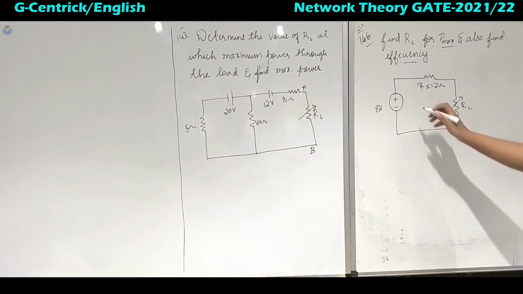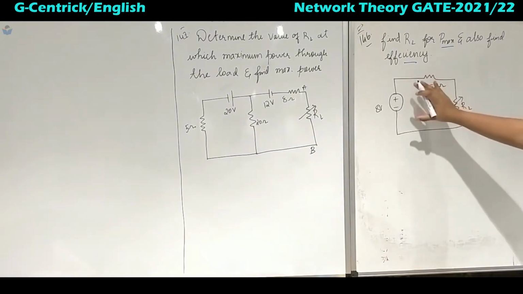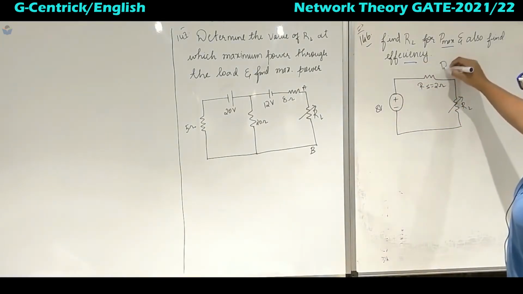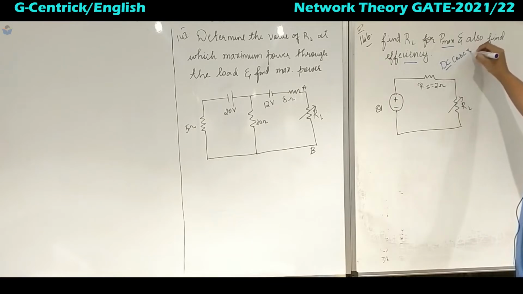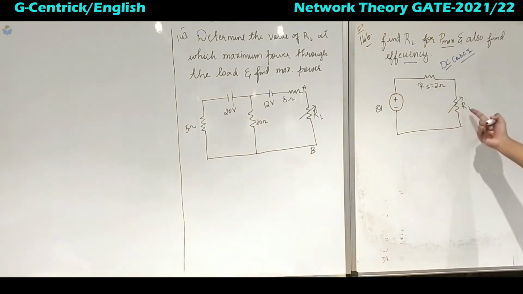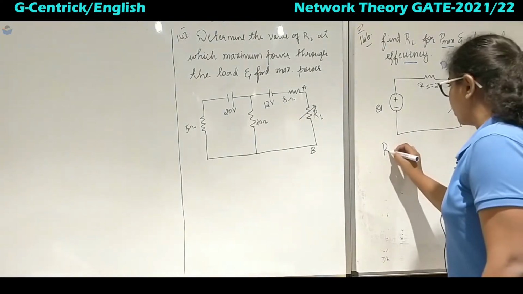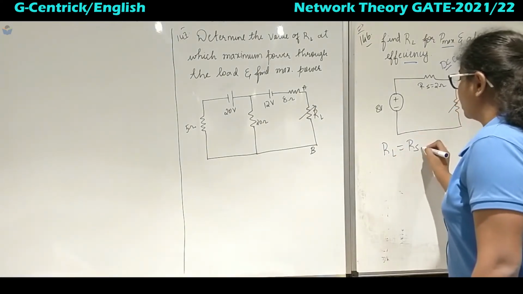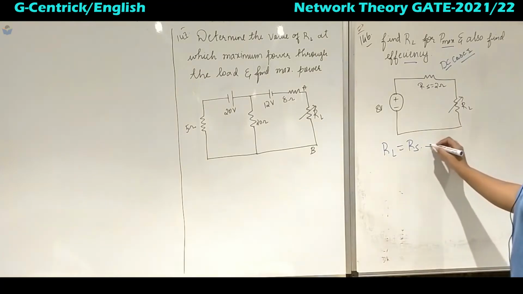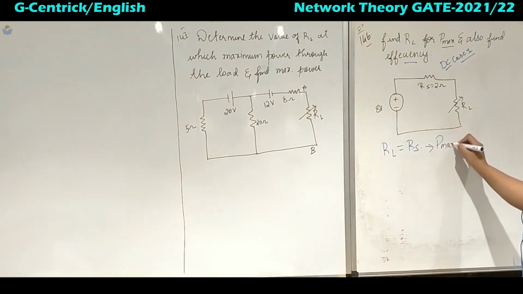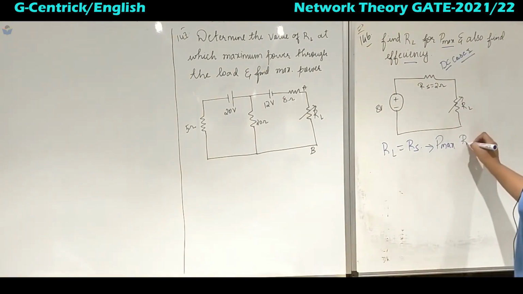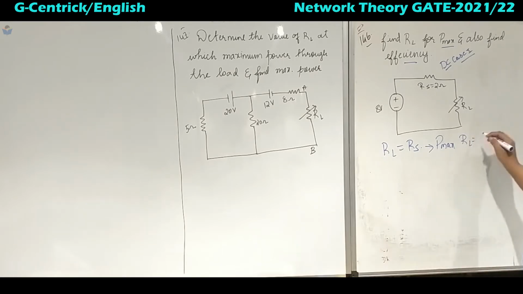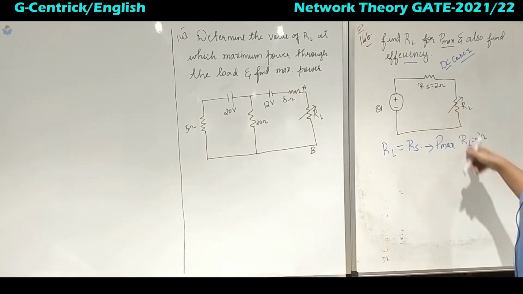Okay, so now if you observe this problem carefully, it is nothing but the DC case number 1. Right, this load is variable where it is a resistive network. So in that case what we had taken, RL will be equal to RS. This is the condition for P max. Right, so what will be RL? RL will be equal to 2 ohms, same as RS.